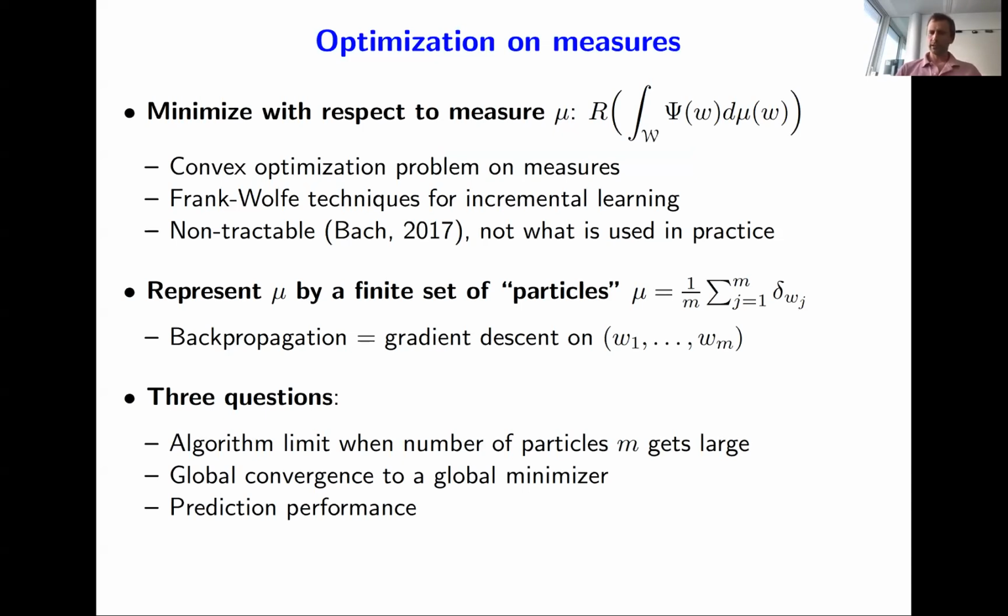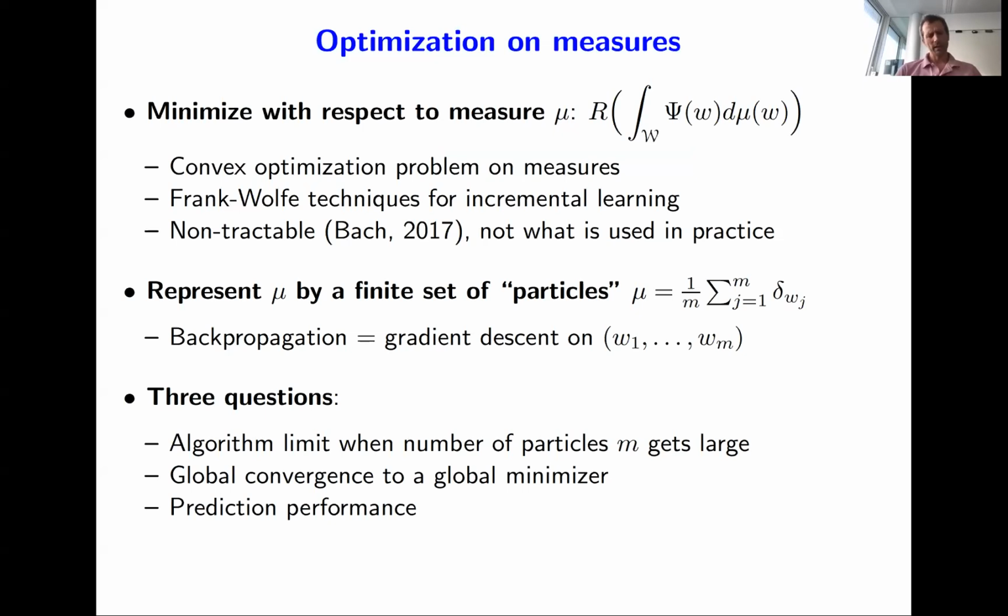This corresponds to going back to my set of particles. So mu is going to be a set of Diracs, and I'm going to use gradient descent, which is called backpropagation in that setup. This is what I'm going to do, trying to let the number of particles go to infinity.